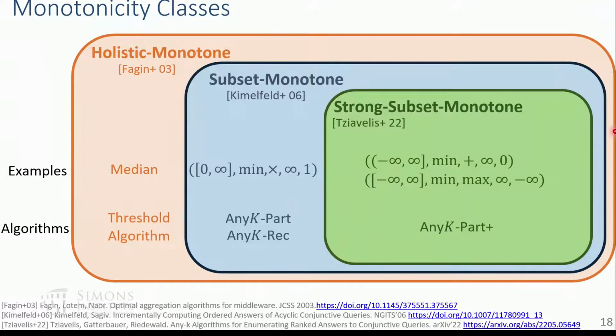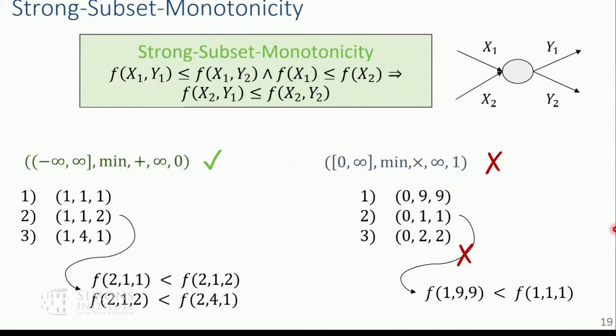Okay. What I didn't mention is that this new algorithm requires a stronger notion of monotonicity, which I call here strong subset monotonicity. Most of the ranking functions or the semirings that you can think of actually are in this green box. But we also have examples of some that are not, and I have here an example. Let me show you what this monotonicity property is. I have here the definition on the top.